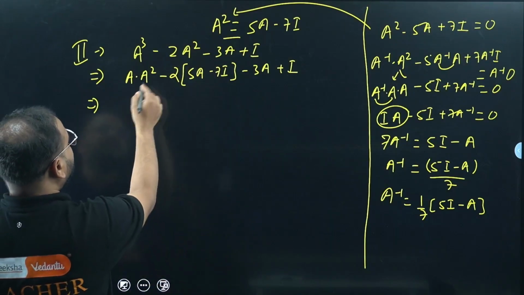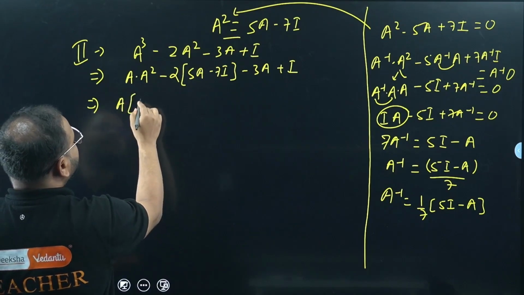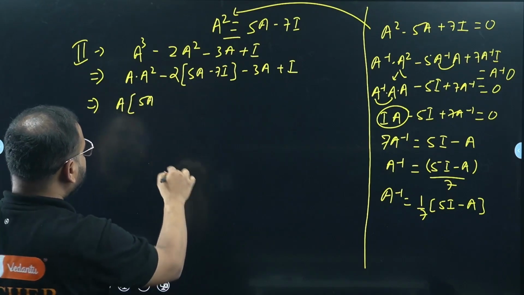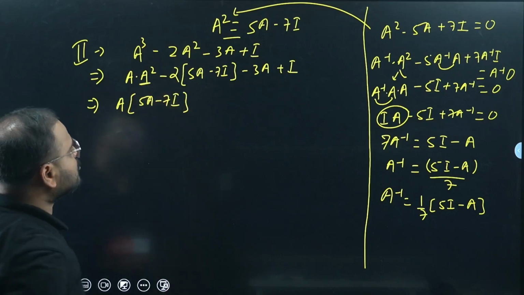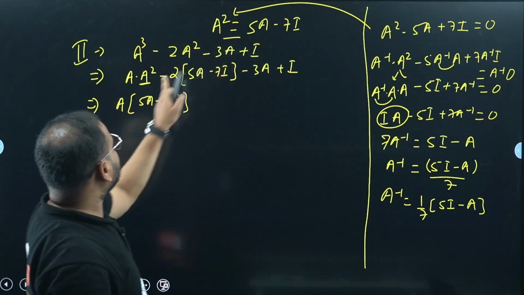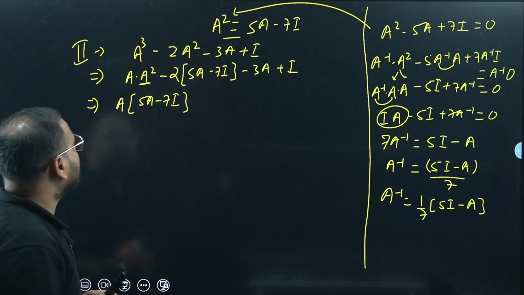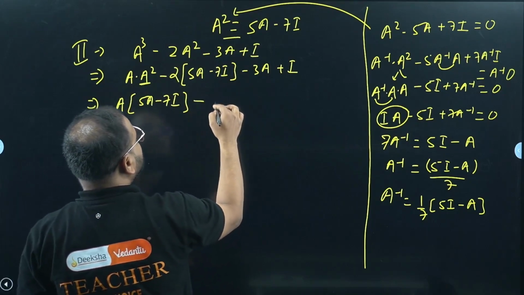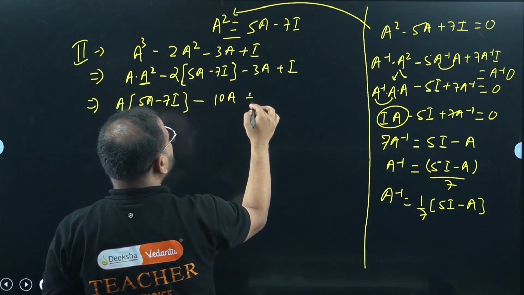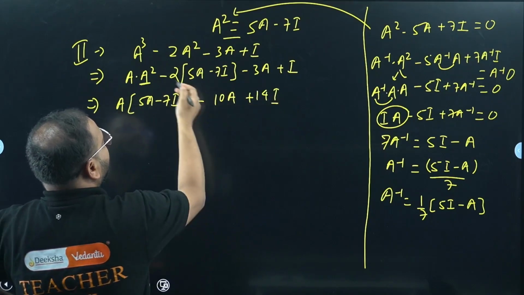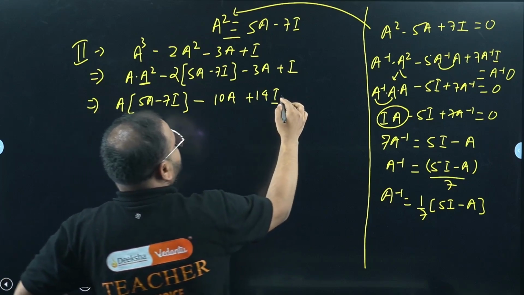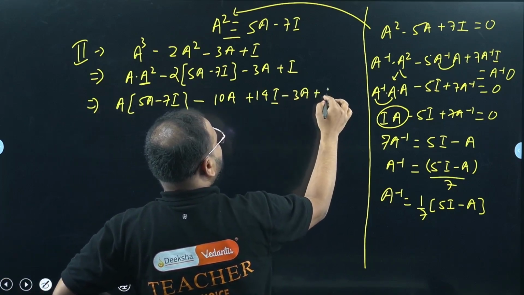Okay, let's do this again. Same thing below. Substitute here: A times 5A minus 7I. How, sir? For this A square also I'm substituting. Okay, let's do this expansion here. So minus 10A plus 14I. How? 2 into 5 is minus 10. Minus 2 into minus 7 is 14. This is minus 3A plus I.